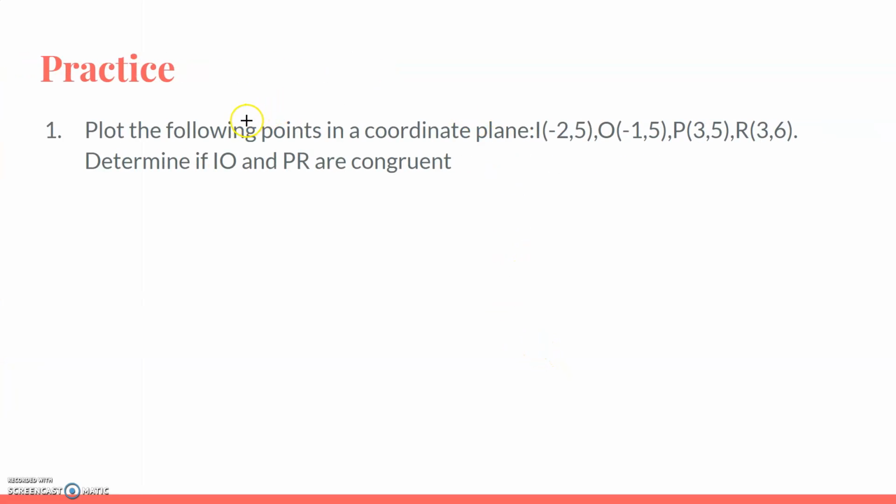Alright, practice. Plot the following points in a coordinate plane: I (-2, 5), O (-1, 5), P (3, 5), and R (3, 6). Determine if IO and PR are congruent. Come back for the right answer.